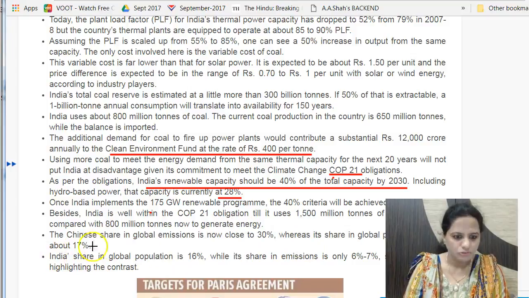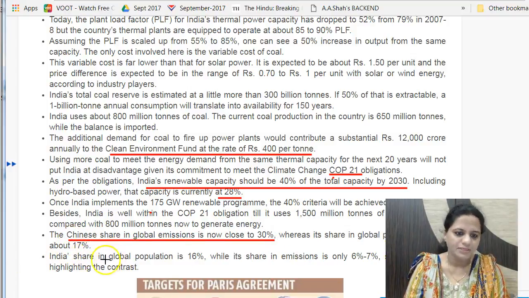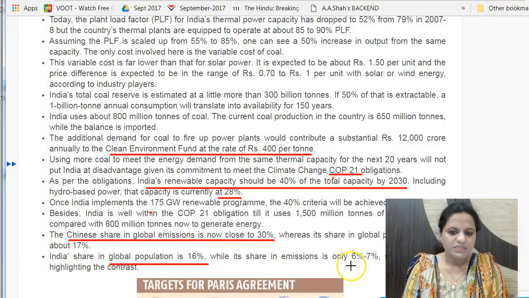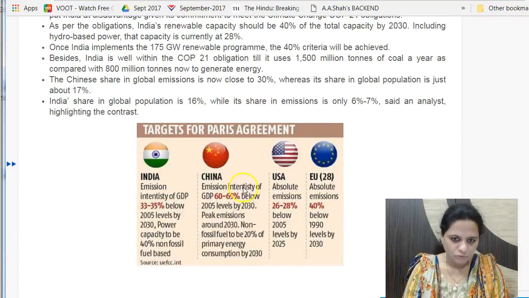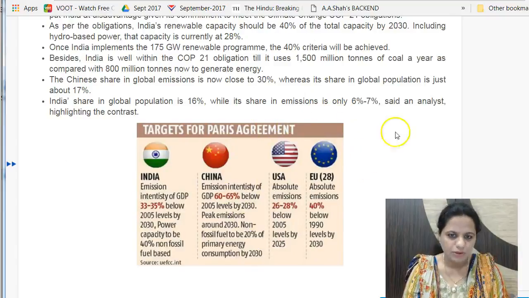It also gives a comparison with Chinese global emissions and its share in pollution. Chinese global emissions is close to 30%, and its share in pollution is 17%. While India's share in global population is 16%, emissions are only 6 to 7%. So we should continue the usage of coal till the time we can afford, and renewable energy would also be brought in. These are the targets under the Paris Climate Accord for India, China, USA and EU listed here.